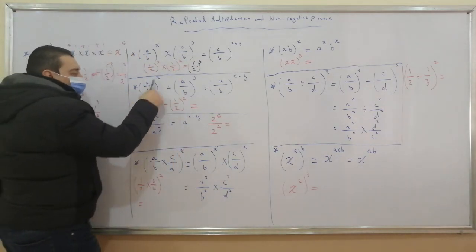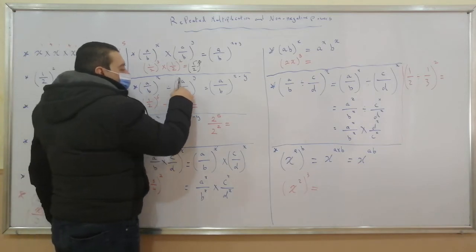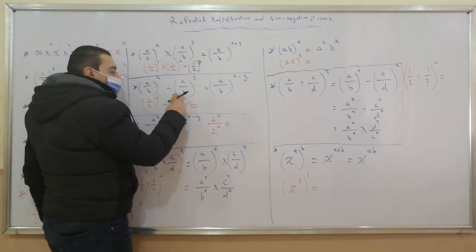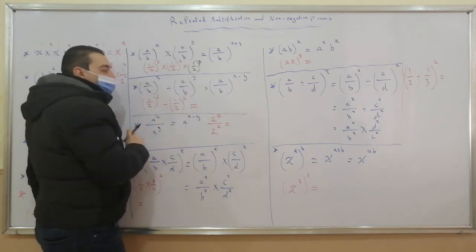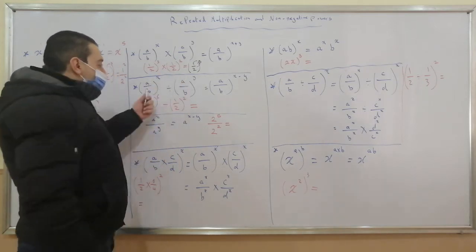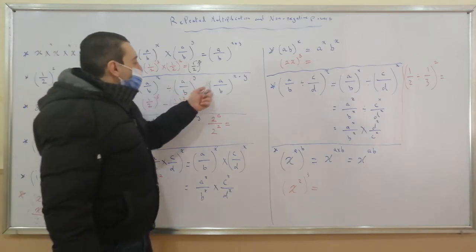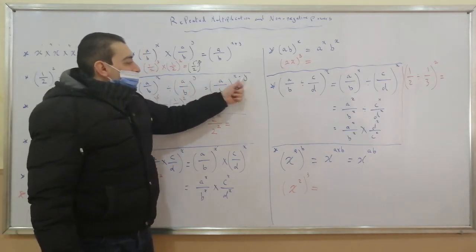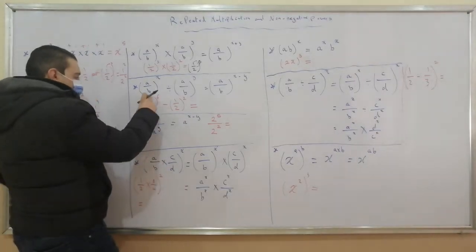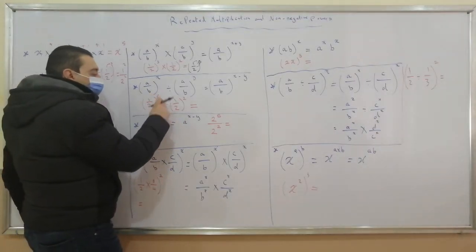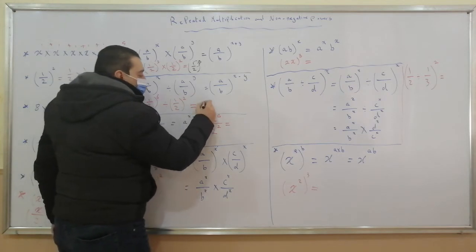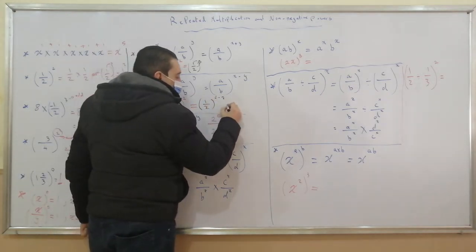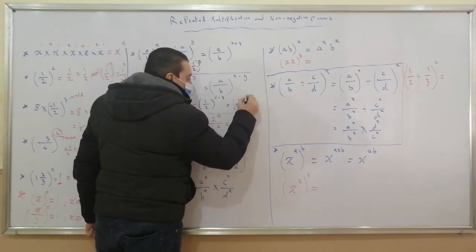A over b power x divided by a over b power y. When we divide with the same base, we subtract the powers. This is equal a over b power x minus y. Half power 6 divided by half power 2 equals 1 over 2 all power 6 minus 2 equals 1 over 2 all power 4.